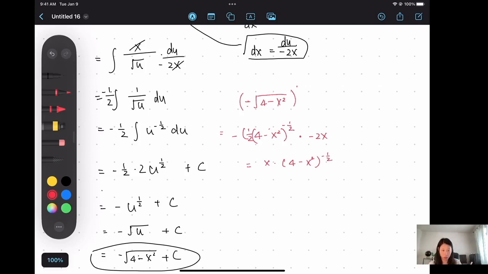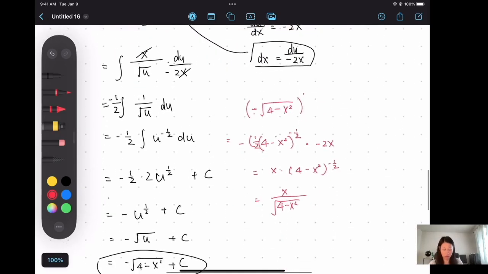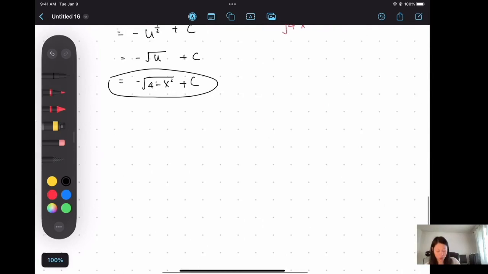If we write this in fraction form, we will get x over the square root of 4 minus x squared. So now this is the original function. That means we did the antiderivative correctly. Okay. Here is a second example.